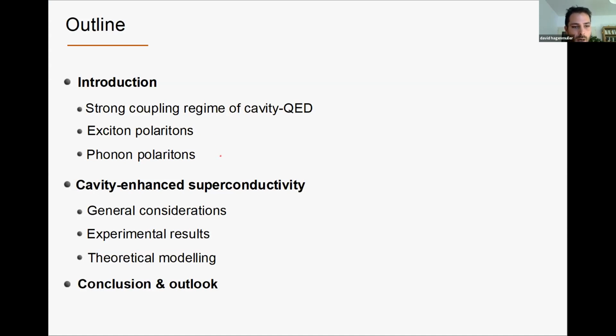Then I will explain how one can exploit the properties of these phonon polaritons to modify conventional superconductivity. I will start with general considerations, then I will show you the experimental results, and then I will show the simple theoretical model that we have used to understand, at least partly, the experimental data. And I will finish with the conclusion, giving some perspectives and open questions.